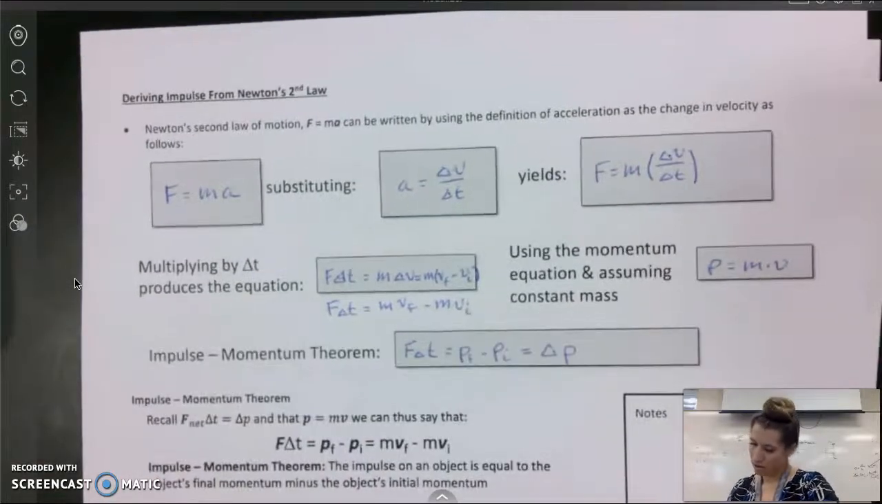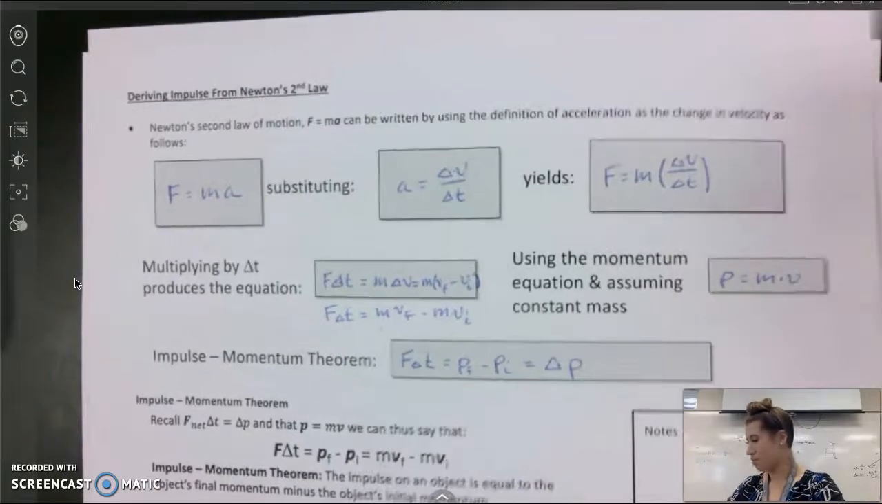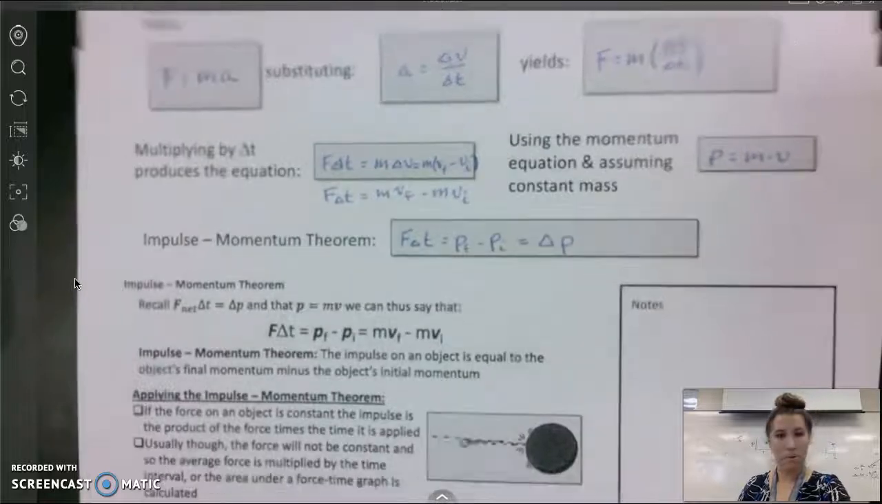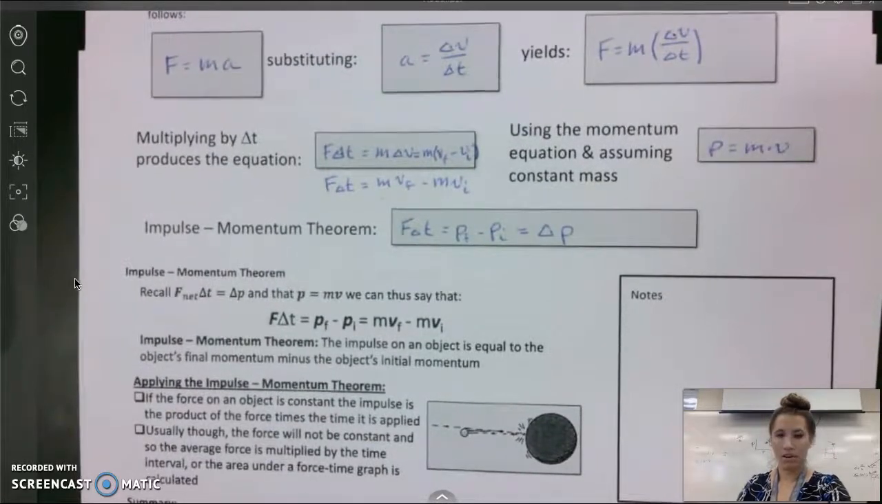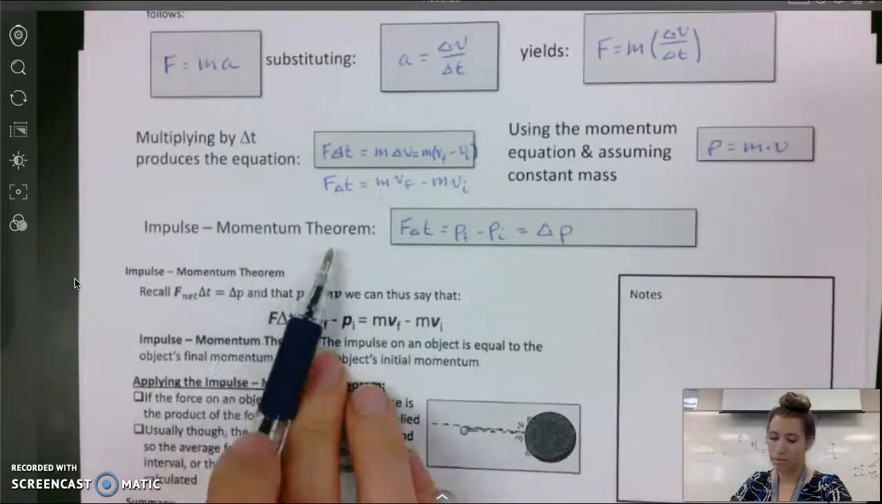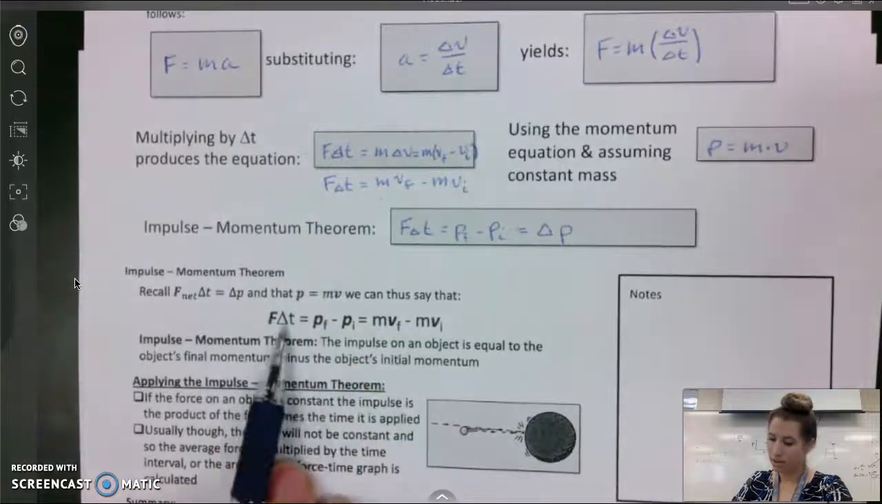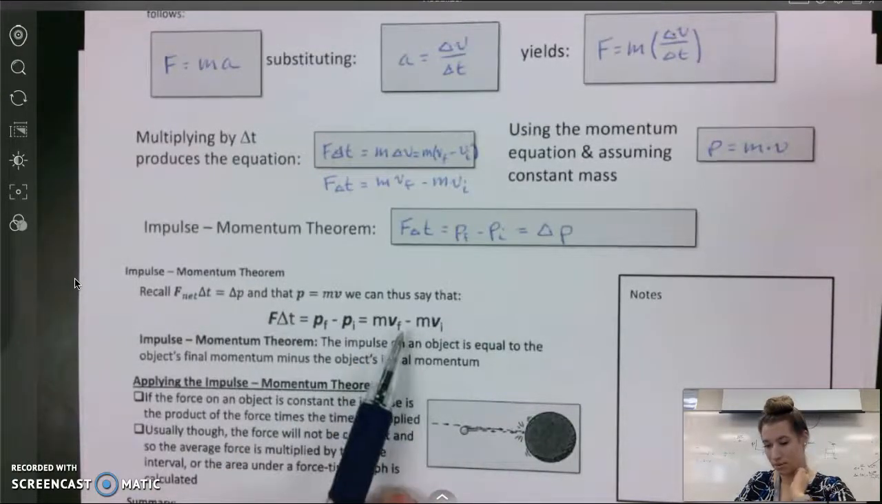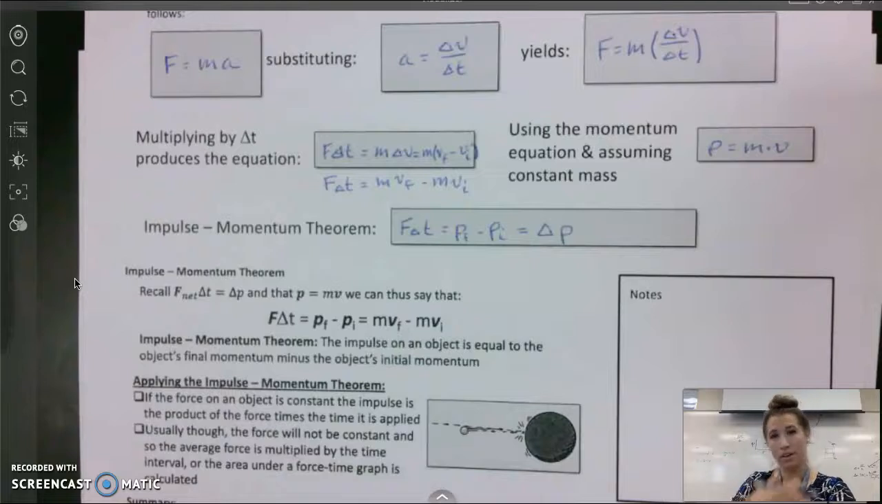All right, so we have this great relationship between Newton's second law and impulse and momentum. Okay, and we call this the impulse momentum theorem. That we have this interaction of the two. There's lots of different ways that we can write that, having a clear understanding of the different equations that we're working with.